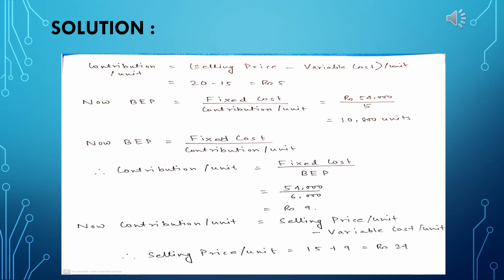Now as you can see, students, as I have already mentioned, if we are bringing down the break-even point from a higher value to a lower value, we definitely have to increase the selling price per unit. That's what our sum has proved, the concept to be right one more time.